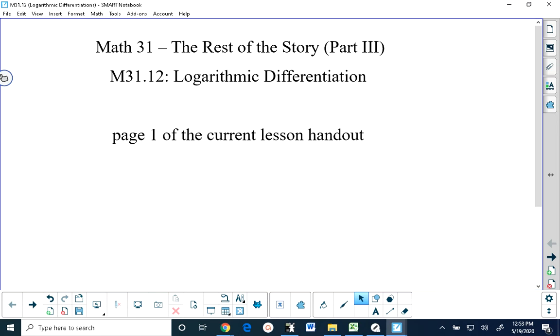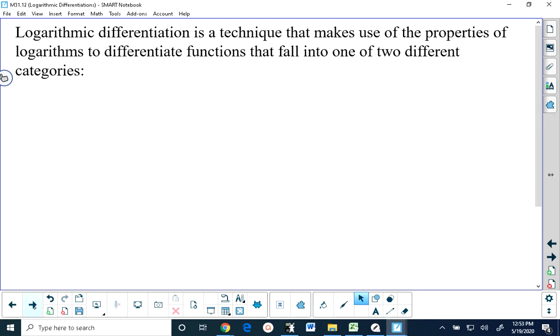Logarithmic differentiation isn't what you might think it is. It isn't that we're differentiating logarithmic expressions, although that's part of it. Logarithmic differentiation is a technique of differentiation that's used in two very, very specific situations. In one of these situations, using this technique is a requirement. There is no other way that you can do it. In the other, logarithmic differentiation is used to make our jobs a lot easier.